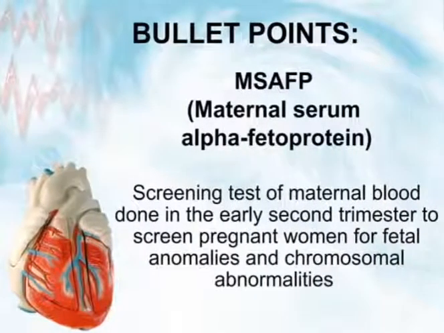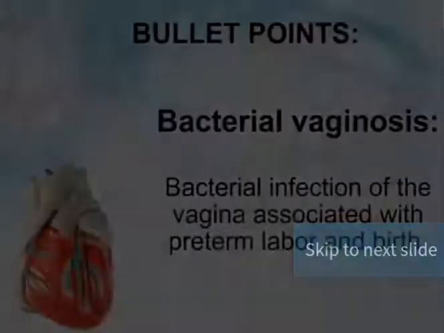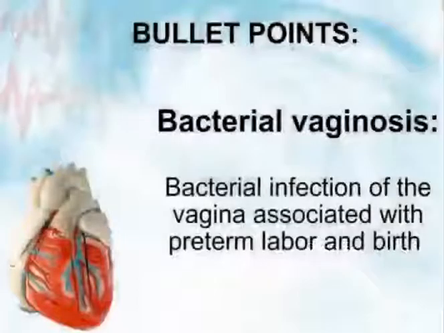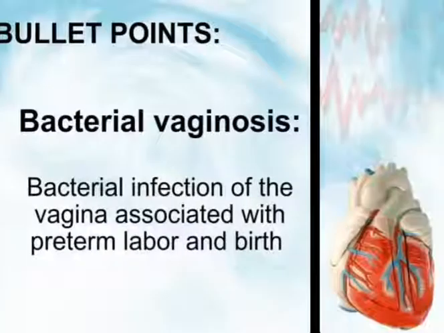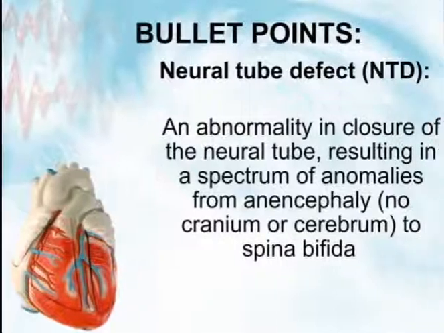MSAFP, maternal serum alpha fetoprotein. This is the screening test of the maternal blood done in the early second trimester to screen pregnant women for fetal anomalies and chromosomal abnormalities. Bacterial vaginosis. This is a bacterial infection of the vagina associated with preterm labor and birth. RhoGAM, an antibody preparation of anti-Rh factor given to Rh negative women to prevent Rh isoimmunization.